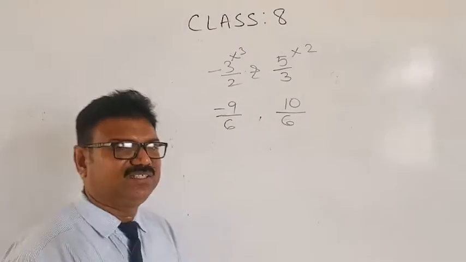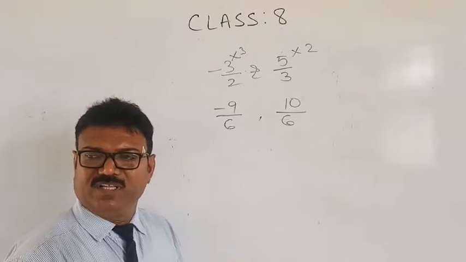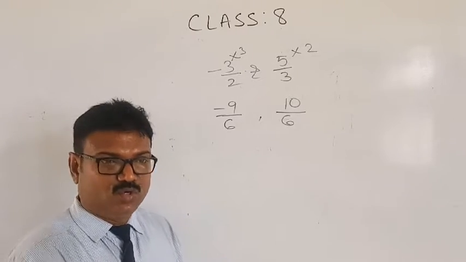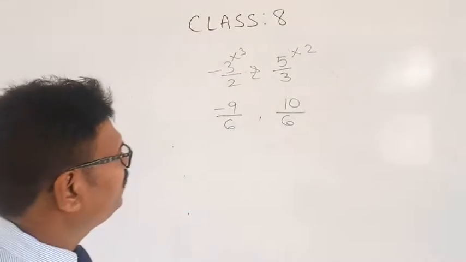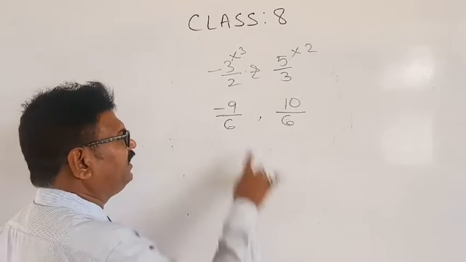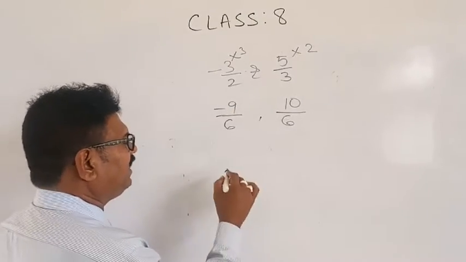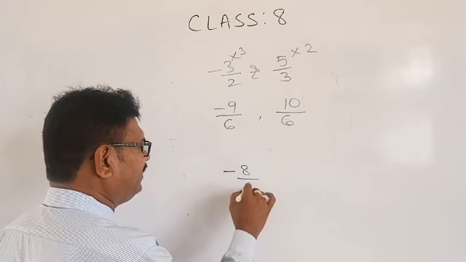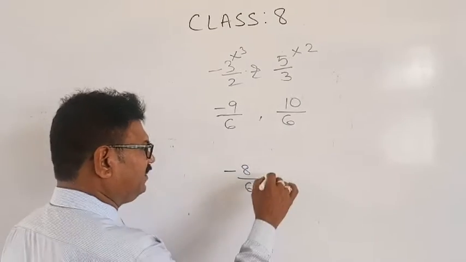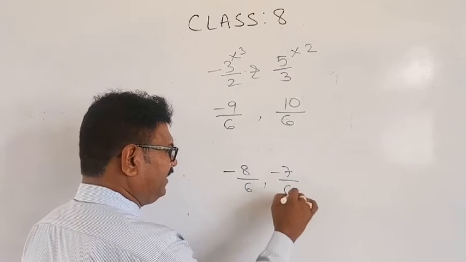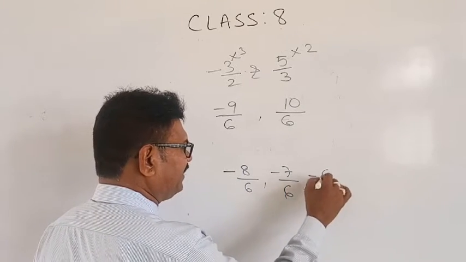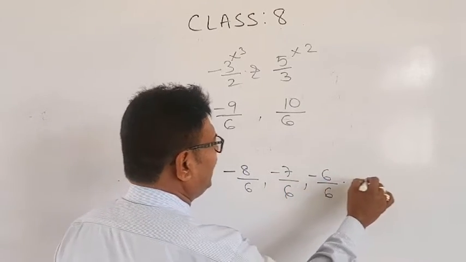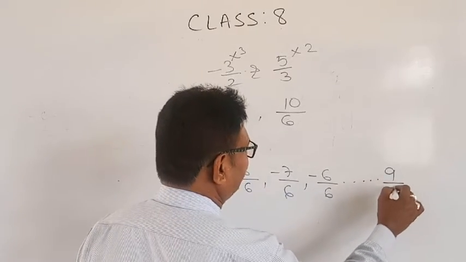Here these two numbers are there. We want how many numbers? Yes, only 5 numbers we want. Whichever number you want, you can write. Here minus 9 is there. Therefore, first number will be minus 8 by 6. Again, minus 7 by 6. Again, minus 6 by 6. Last number will be 9 by 6.